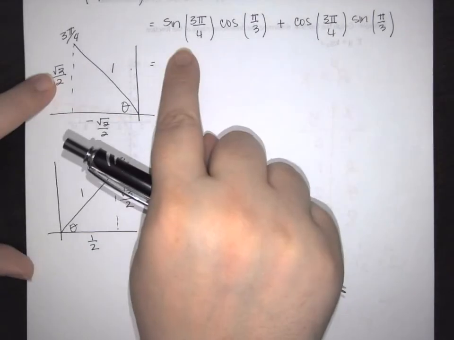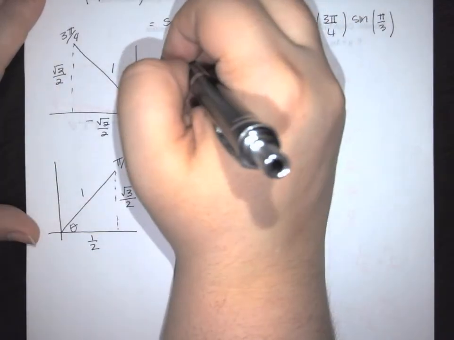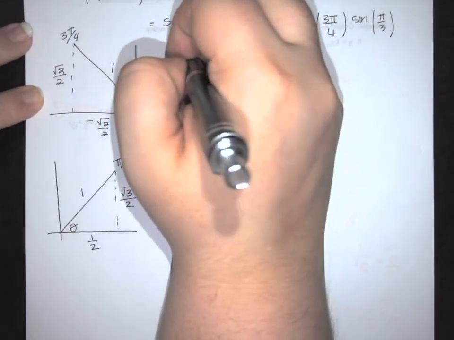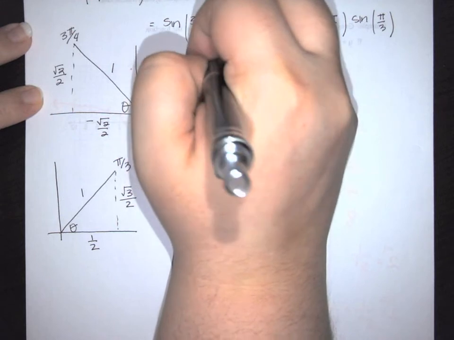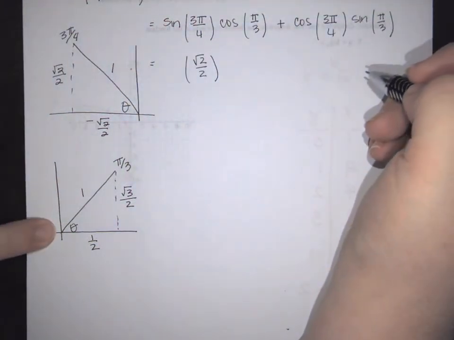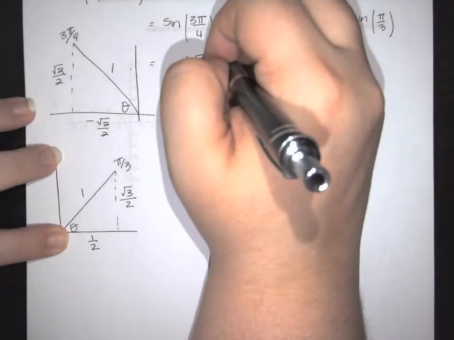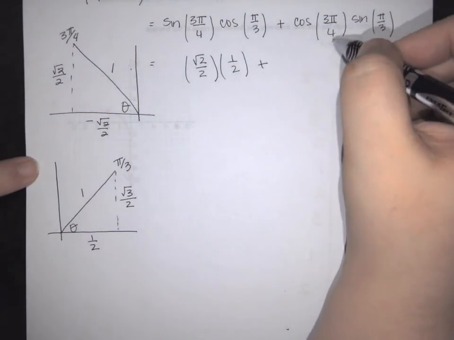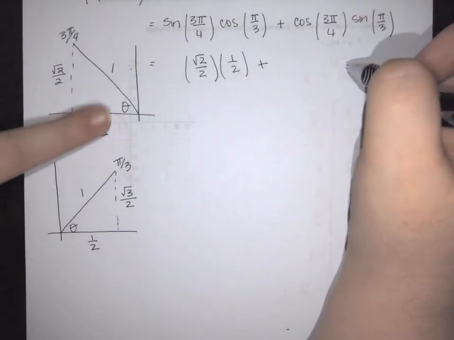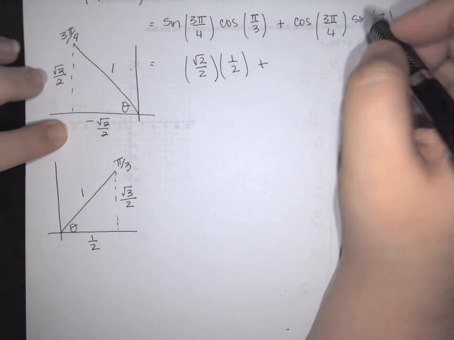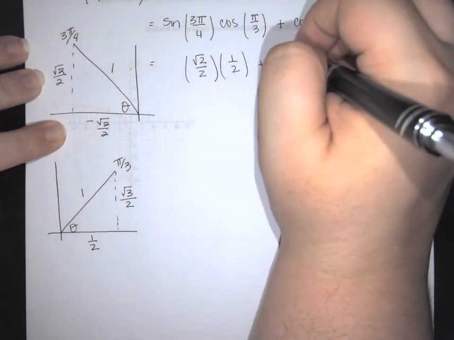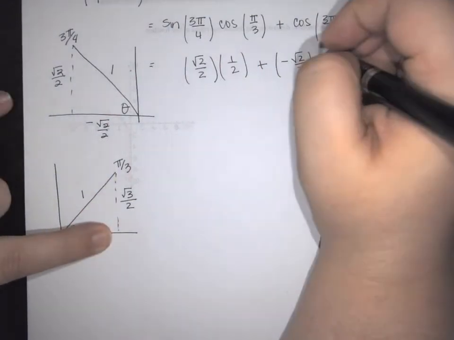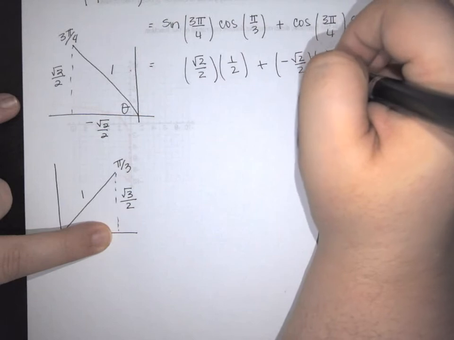So for the first one, I want the sine of 3 pi over 4. Sine is opposite over hypotenuse, so this is going to be the square root of 2 over 2. Then I want the cosine of pi over 3. Cosine is adjacent, so this would be times my 1/2. I'm adding. I want the cosine of 3 pi over 4, so again, that's going to be adjacent, so here's going to be negative square root 2 over 2. And then I want the sine of pi over 3. That's opposite, so here I've got the square root 3 over 2.